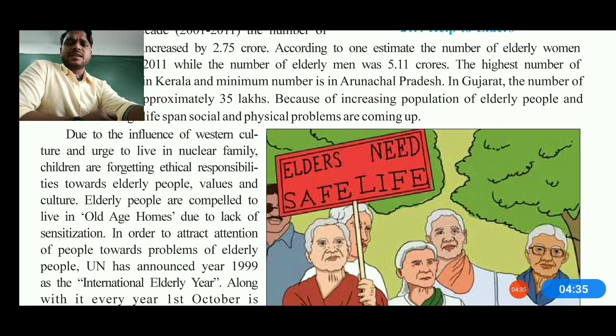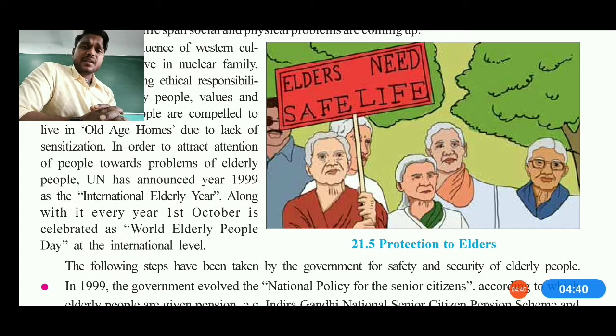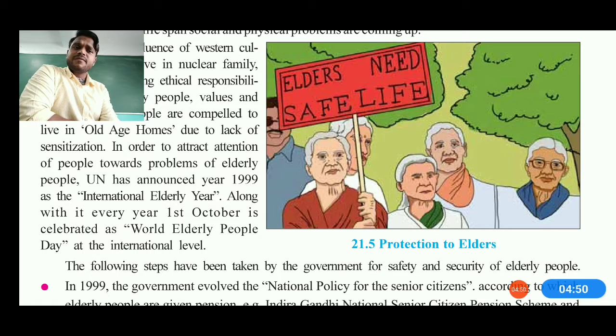So this is how we can say. If we talk about the UN, the UN also announced International Elderly Day in the year 1999. It means that along with celebrating World Elderly Day at the international level, we are also learning what our own responsibility is, how we can live with elderly people, and how we can treat them very well, as they treated us very well when we were young.